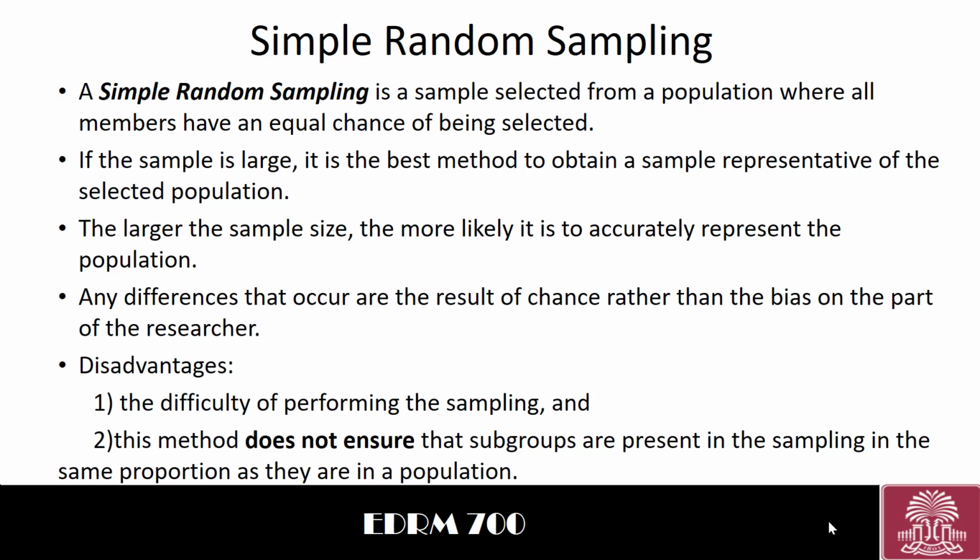In practice, it is difficult to perform this kind of sampling as each member of the population must be identified. It does not ensure that subgroups are present in the sampling in the same proportion as they are in the population. Like the example in slide 4, we may not be able to get a sample with an equal number of females and males with a simple random sampling.